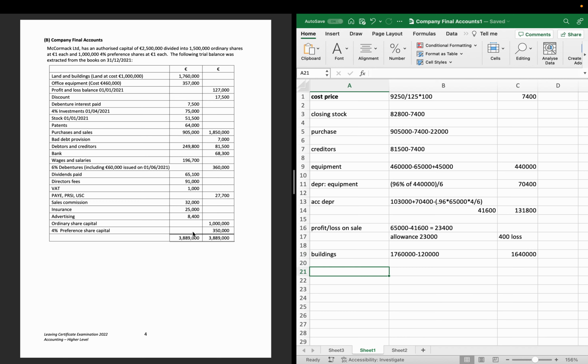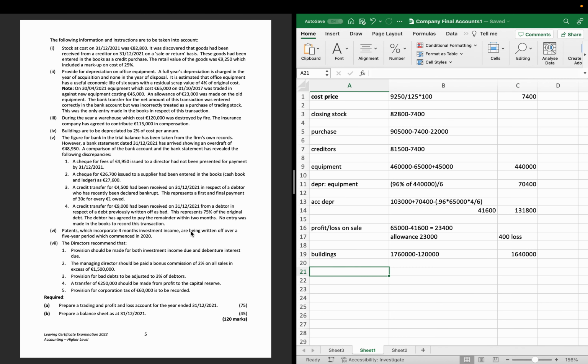Okay, now the insurance company has agreed to contribute 115,000 in compensation. So that's an insurance claim due of 115,000, and the difference between the two of those is a loss on the insurance claim of 5,000 euros. The loss on the fire, 5,000 euros. Okay, so it's fairly straightforward.